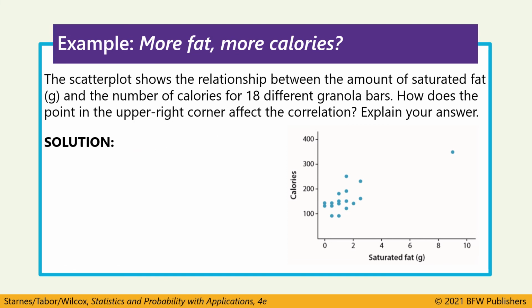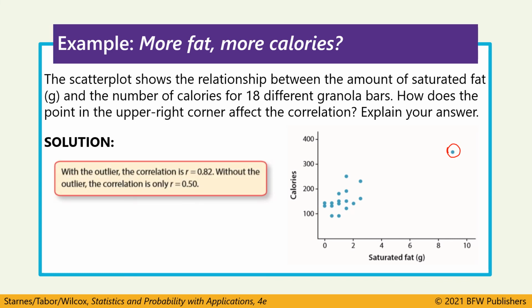Lastly, it's possible for a single point to cause a pretty severe effect on a correlation value. So here we can see we have a bunch of points in the bottom left of this graph, and then we have this single outlier in the top right. How would that point affect the correlation? And I have some numbers here. With that point, the correlation is 0.82, but without it, it's only 0.5. So this correlation with that outlier is pretty strong, while down here it's weak to moderate. I'd really call that moderate.